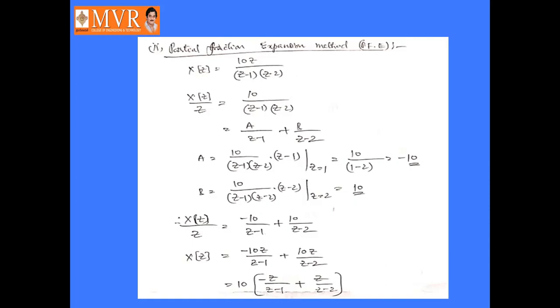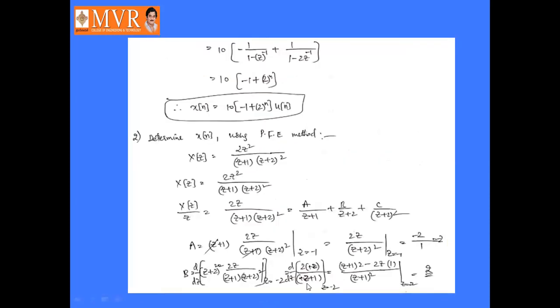Now we can write this as x of z equal to 10z by z minus 1 plus 10z by z minus 2. Taking 10 as common, minus z by z minus 1 plus z by z minus 2. Okay, we can write this as 10 into minus 1 by 1 minus z power minus 1 plus 1 by 1 minus 2z power minus 1. 1 by 1 minus z power minus 1 is nothing but 1, and 1 by 1 minus 2z power minus 1 is nothing but 2 power n. So we can write this as x of n equal to 10 into minus 1 plus 2 power n into u of n. Okay.